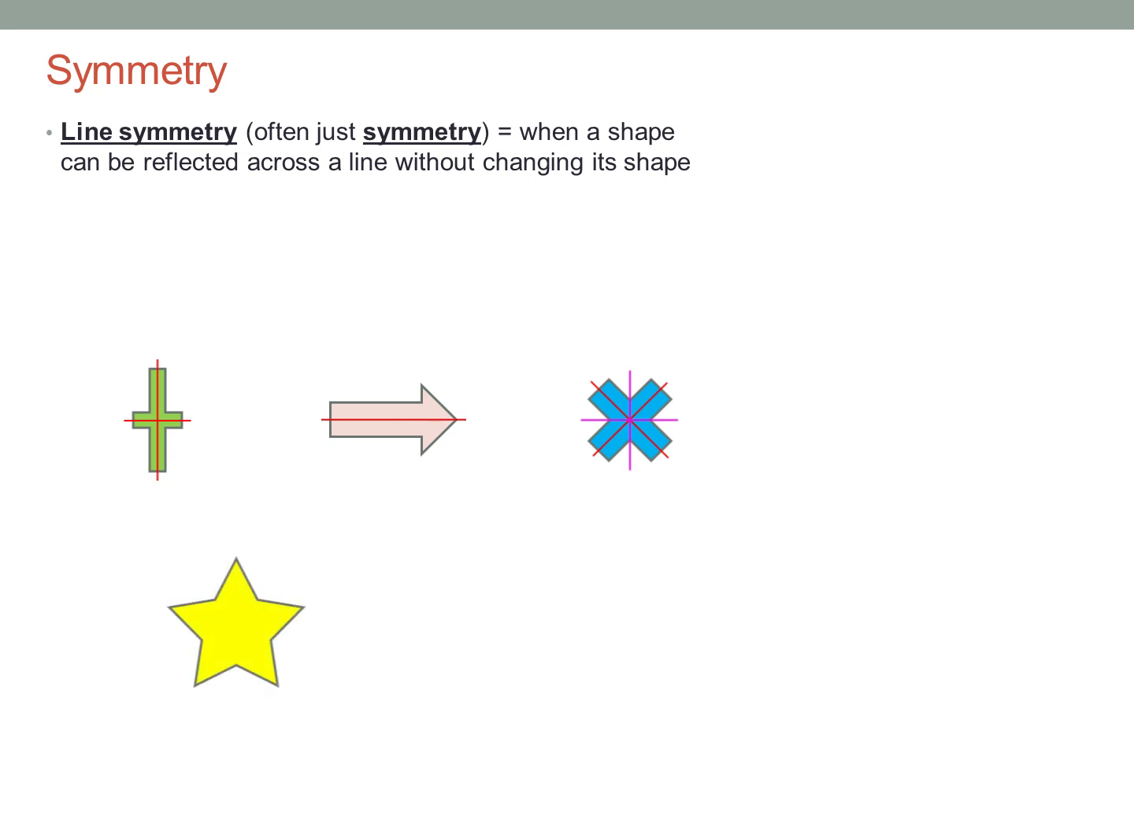How many lines of symmetry can you find in this star? There are 5 of them. Here's another shape that has only one line of symmetry. Now this next shape looks kind of symmetric, but it doesn't have any lines of symmetry. I cannot draw a line through the shape and reflect it over that line to get an identical image. Perhaps I need a better definition, another kind of symmetry.